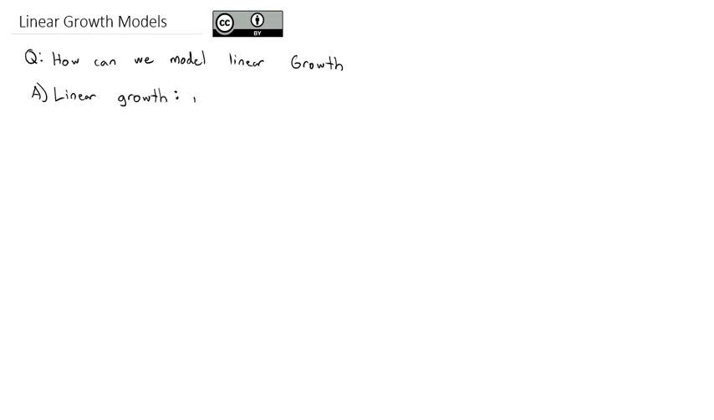Linear growth is when we increase, or it could also be decrease, by the same amount. So we might be adding 5 every time, plus 5, plus 5, plus 5. Or we might be subtracting 5 every time, minus 5, minus 5, minus 5, minus 5. And this idea of adding and subtracting to the previous number leads to this idea that we call a recursive relationship.